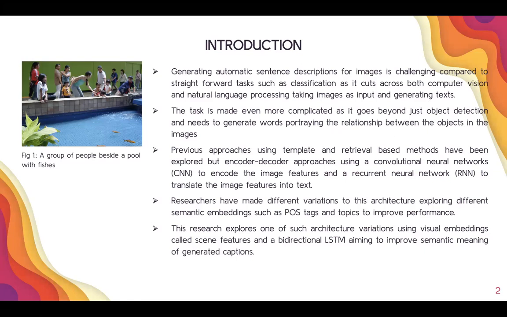So moving on to some little introduction. Image captioning actually involves generating sentence descriptions, like I have already said. It cuts across computer vision and natural language processing, as we have image inputs and we generate text descriptions as outputs. It also goes beyond just detecting objects in the image or simple classification, as the sentence descriptions generated should actually convey some level of semantic meaning.